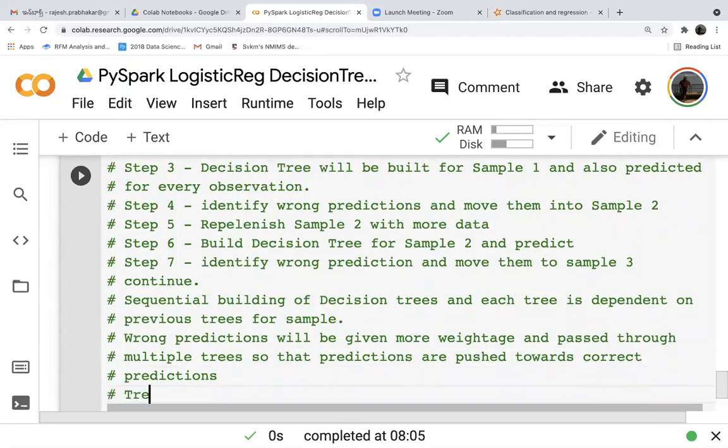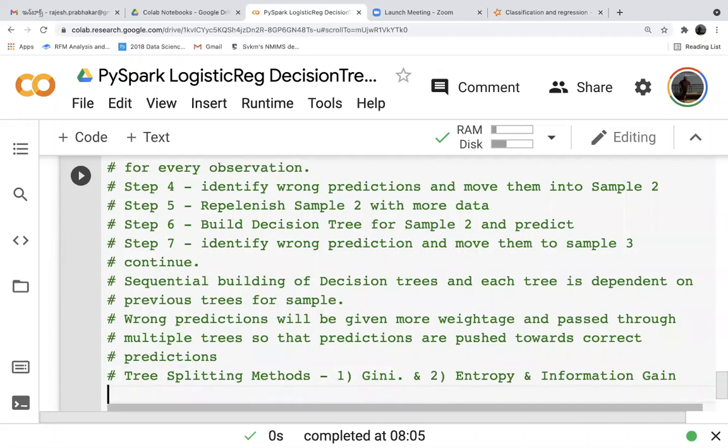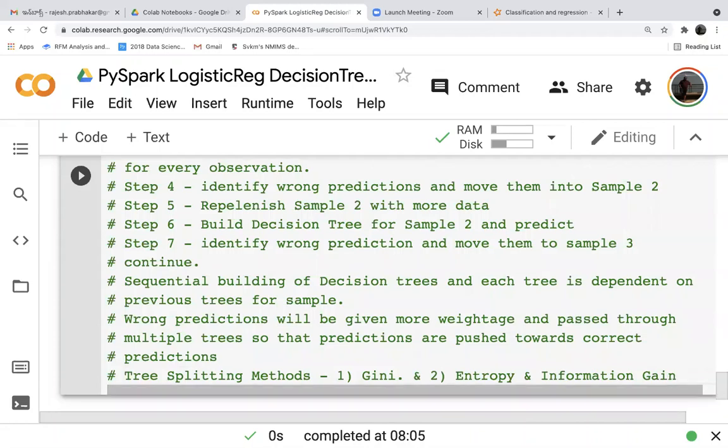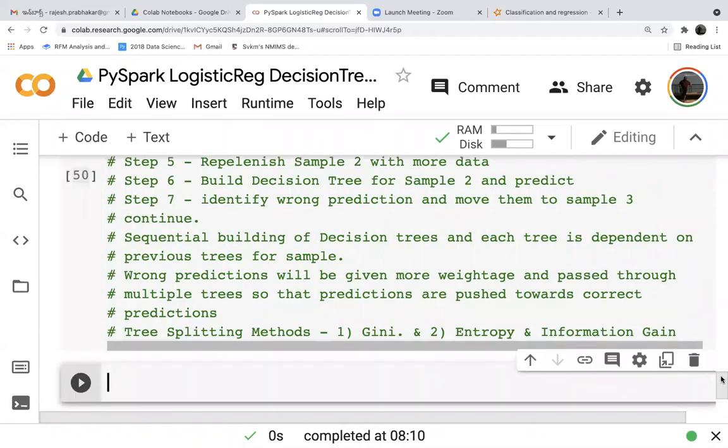The tree splitting methods are again the same. Gini is default, and the second one is entropy and information gain. Everything is the same, but the only thing is here the trees are built sequentially. One tree has to be built and completed, then only the sample for the second tree will be readied. And once the second tree is built, the third tree can be built. That is your gradient boosting machines.